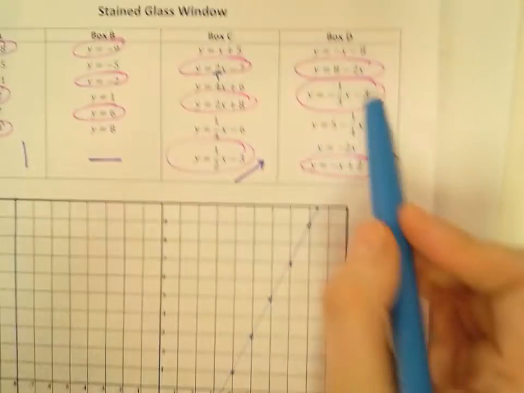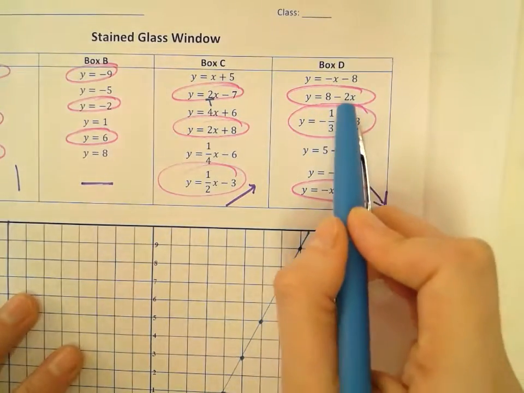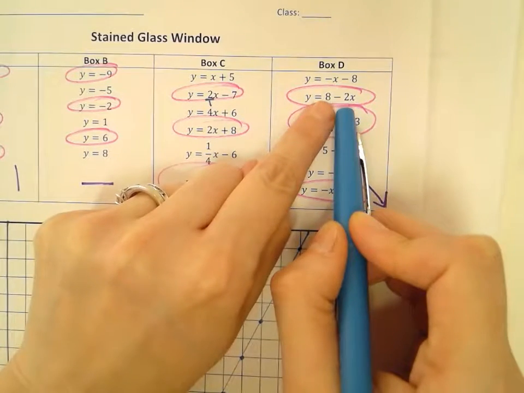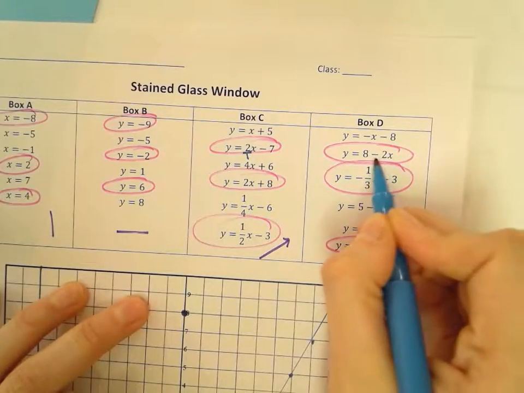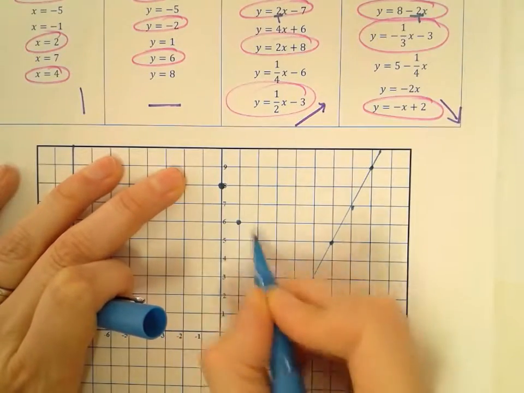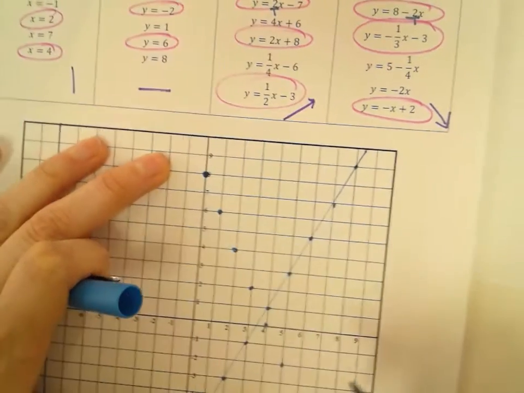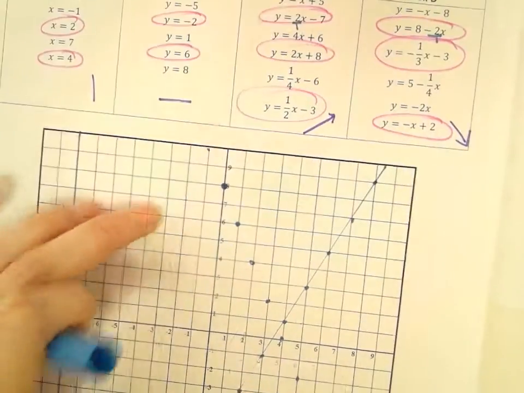I want to point out on this one, box D, sometimes the y-intercept and the slope are going to be switched around. So your y-intercept is always the number that's by itself. I would start at +8, and my slope is attached to the x. So a -2 over 1 means down 2, right 1. And I'm just going to go ahead and go all the way through my graph. And then I can connect my dots.